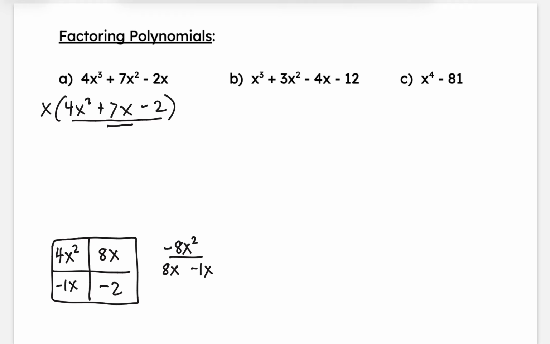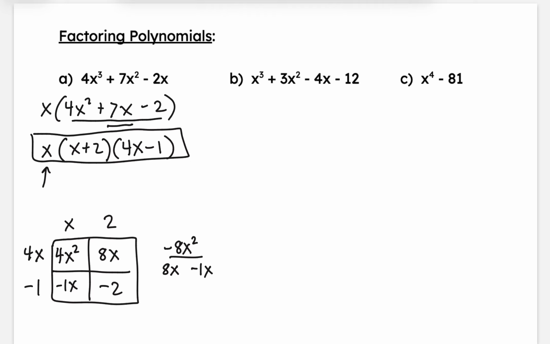And then I'm going to go each column and each row and figure out the greatest common factor. If I look down the first column, 4x squared and negative 1x, they both have an x. 8x and negative 2 both have a 2. And then if I go to the first row, 4x squared and 8x, they have a 4 and an x. And negative 1x and negative 2 both have a negative 1. So that means that this would factor to x plus 2 and 4x minus 1. And remember, I didn't forget that that x is out front also. So that is my factored form of that cubic.